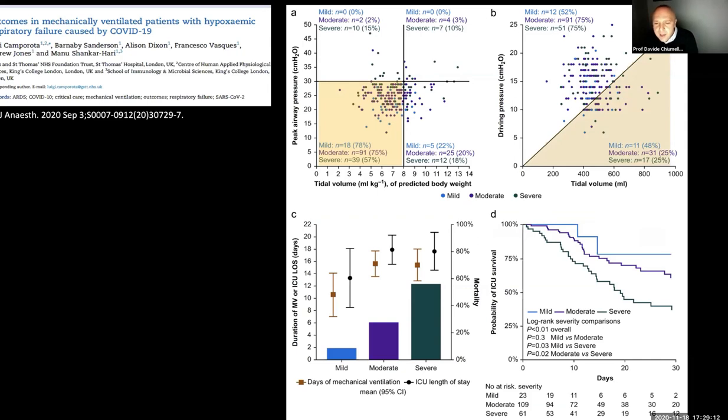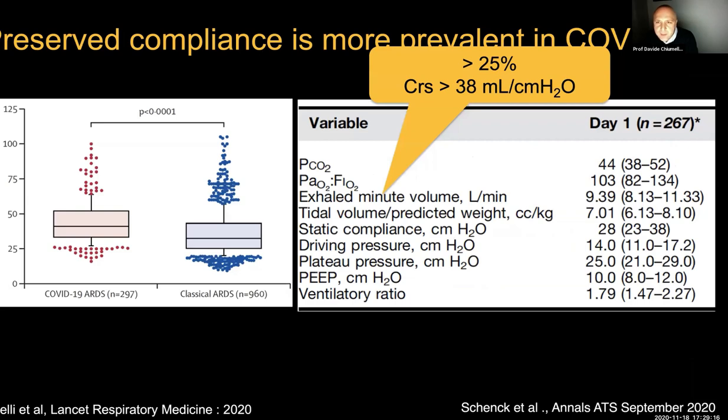Now, this is another study on the right-hand side. The authors here report that more than 25% of patients have got a preserved lung compliance, despite the fact the average is 28, which would overlap with what you might call classical ARDS. And again, on the left-hand side, you can see the compliance is greatly increased, and statistically so, in COVID-19 compared to classical ARDS. Again, confirming the fact that this phenomenon and this phenotype is much more prevalent in COVID-19. Again, look at that PEEP, about 10 centimeters of water with a narrow range, 8 to 12.